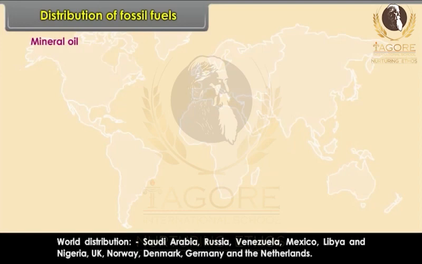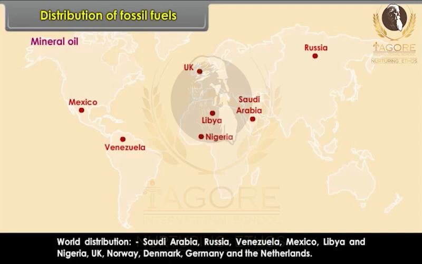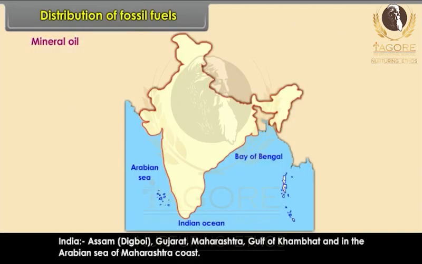Mineral oil. World distribution. Saudi Arabia, Russia, Venezuela, Mexico, Libya, Nigeria, UK, Norway, Denmark, Germany, and the Netherlands. In India: Assam, Digboi, Gujarat, Maharashtra, Gulf of Khambat, and in the Arabian Sea off the Maharashtra coast.